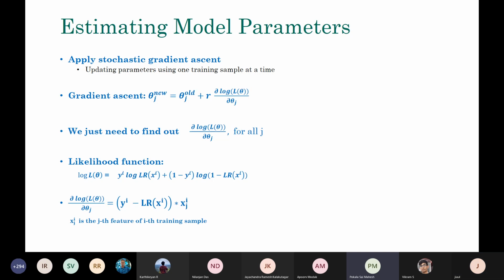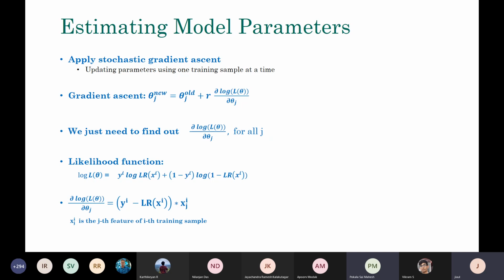Now, in order to do that, I want to apply an algorithm called stochastic gradient ascent. There is a thing called stochastic gradient descent, and here we have to apply stochastic gradient ascent. Descent is used, as you know from the name, when you have to minimize something, you're descending from top to bottom. And here we are maximizing things. As a result, you have to apply stochastic gradient ascent.